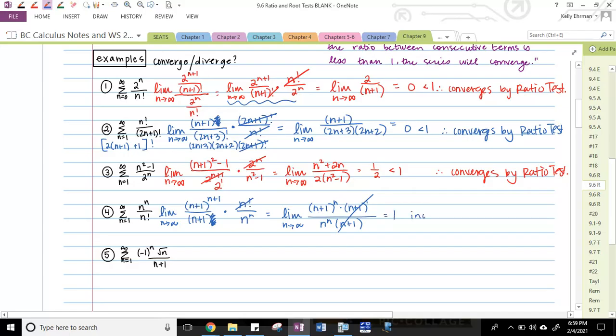So my test is inconclusive. It doesn't mean the problem is unsolvable. It means I need to rework or keep working on the problem. Well, what if these are both to the n power? So what if I take it down here and say, let's write this as n plus 1 over n, to the n power. That by itself doesn't really get me anywhere, but how about one more step?